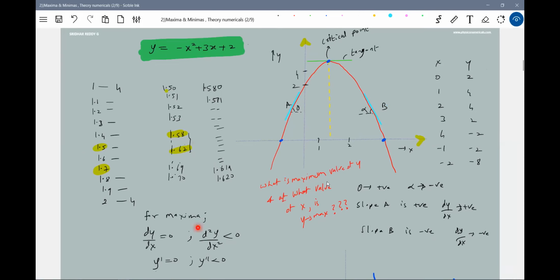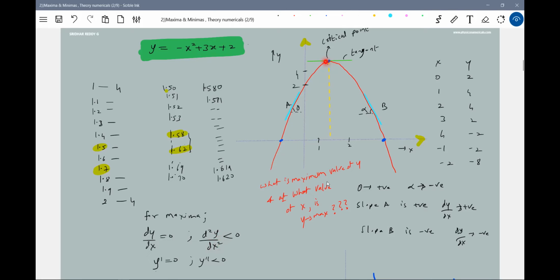Fine, now. For maximum, what is the condition? The slope should be 0. In the y-axis curve, the slope should be 0. You draw a tangent, the tangent will be parallel to the x-axis. So the slope is 0. Then what about the second order derivative? It will be less than 0.